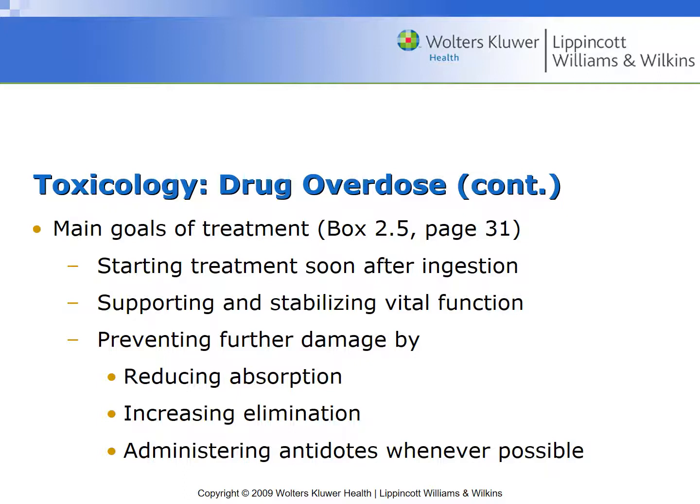We've got to start as soon as we know about the ingestion. We've got to support and stabilize that vital function, and that's where our ABCs come in. We've got to prevent further damage, and that's done by reducing absorption. So sometimes you'll see them put in an NG tube, a nasogastric tube, in the stomach. They'll give activated charcoal that affects the absorption of the medication. They may increase elimination, so they may give them something to help them have a bowel movement. And then, if available, they will administer an antidote.